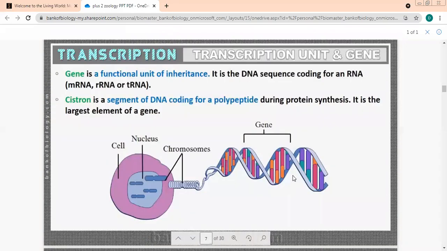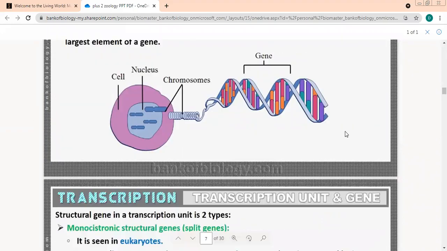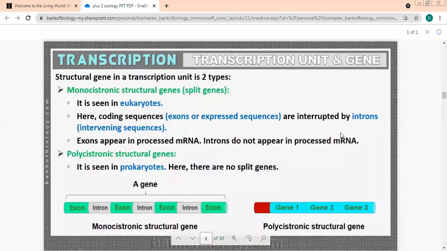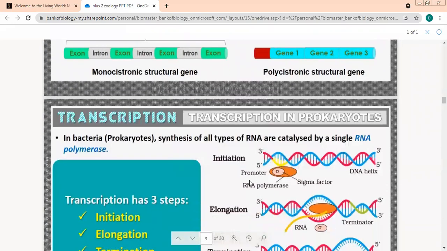Genes coding for RNAs, cistrons coding for proteins. This is what you need to remember. We said monocistronic and polycistronic genes. In eukaryotes, you have these genes. Exons are interrupted by introns, those sequences which are not able to express themselves. So you have split genes, 1 gene, 2 gene, 3 gene, split, not together. This is monocistronic gene or split gene. And these are polycistronic genes which are found in prokaryotes. So P for poly, P for prokaryotes, and monocistron in eukaryotes.